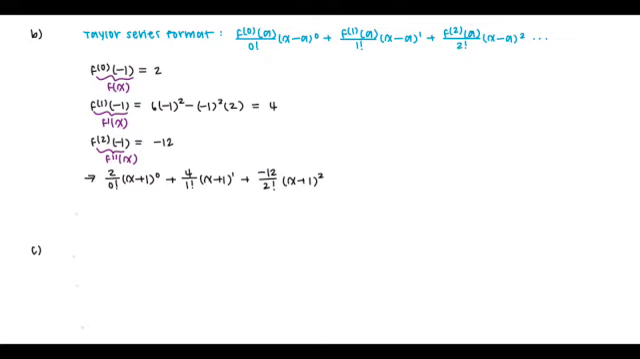Simplifying this gives us the expression 2 plus 4 times x plus 1 minus 6 times x plus 1 squared. This is our second-degree Taylor polynomial for the function f centered at x equals -1.